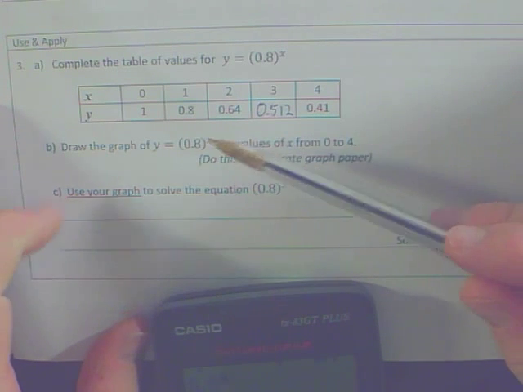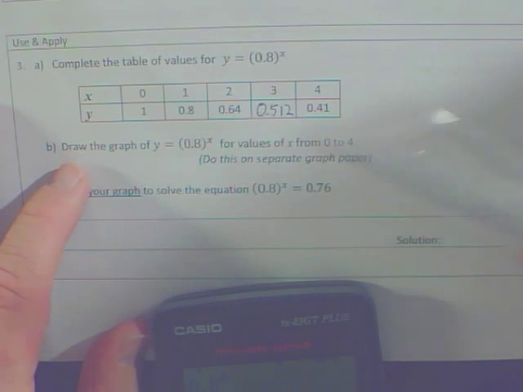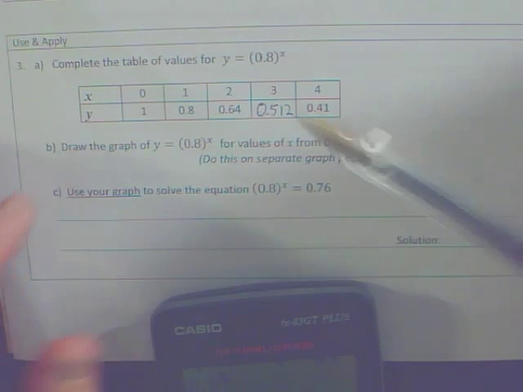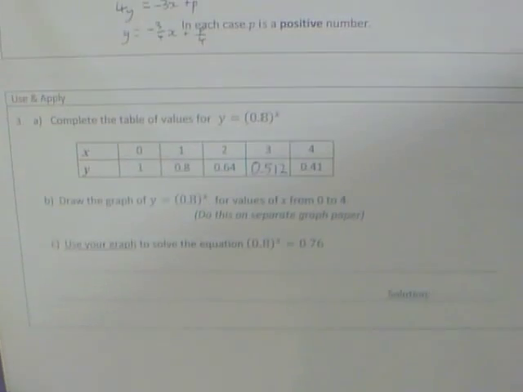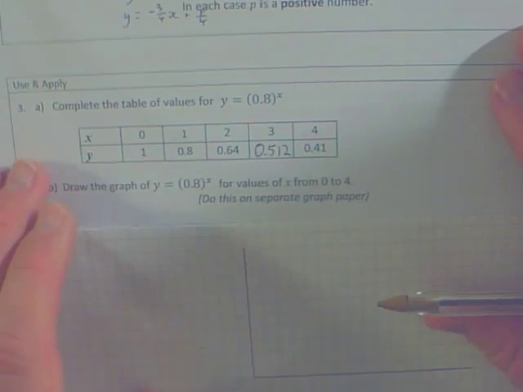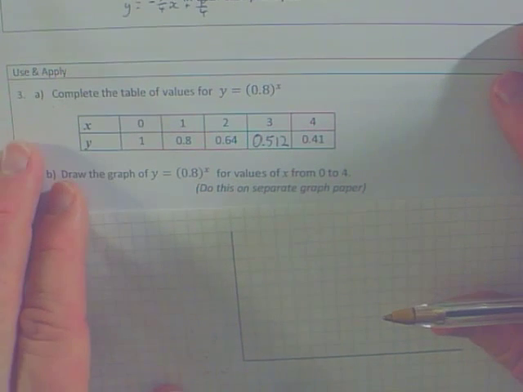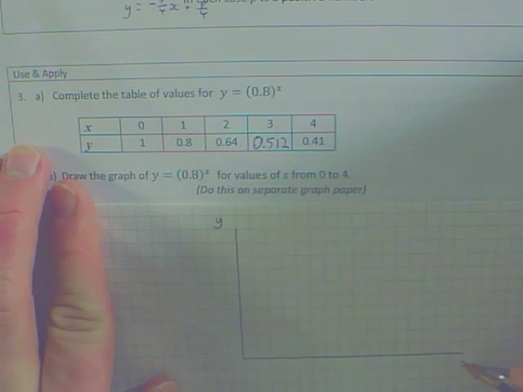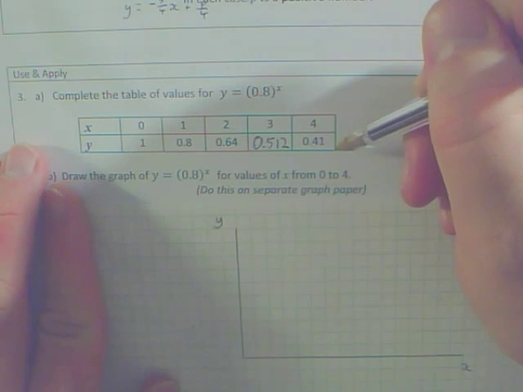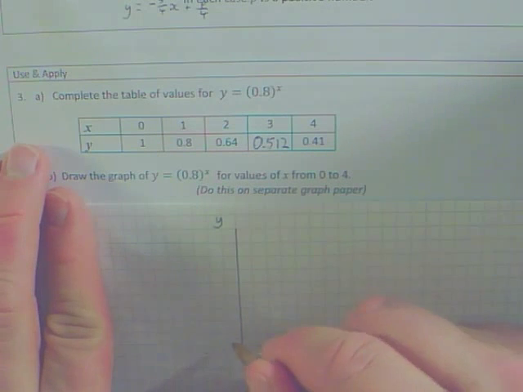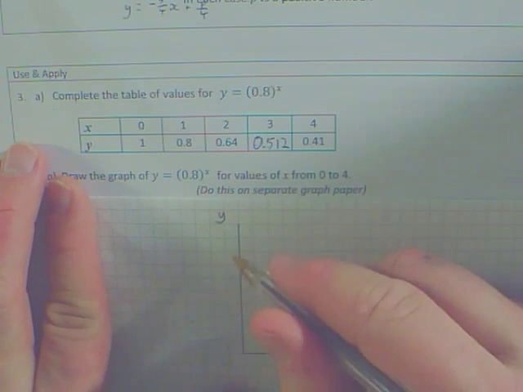So the next bit is, so that there, I've got a mark there. Draw the graph of this for values of x from 0 to 4. So, once again, if you had proper graph paper, I've just got some squared paper. Right, now I know that for my y-axis, I'm not going to go lower than 0, and I'm not going to go higher than 1. So I'm going to give each square 0.1.